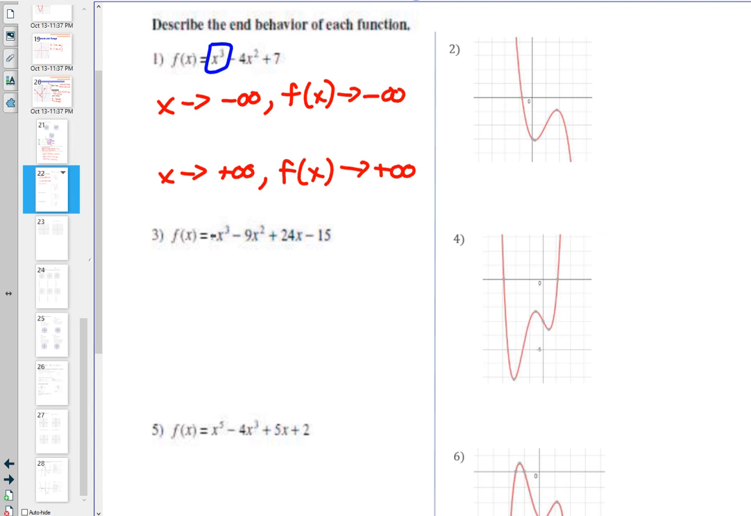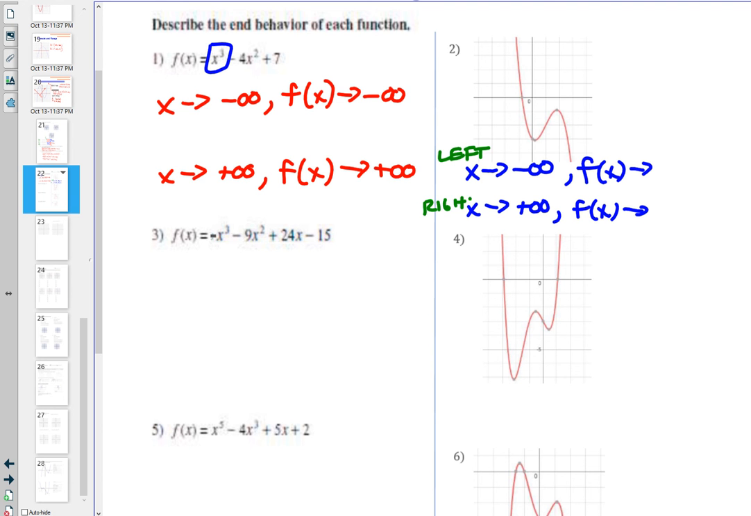This is up and down end behavior. So now let's write that. We're always going to have an x going to negative infinity, which just means left. We're always going to have an x going to positive infinity, which means to the right. Now, let's see what f of x is doing. This first one, x going to negative infinity, means left. X going to positive infinity means right.